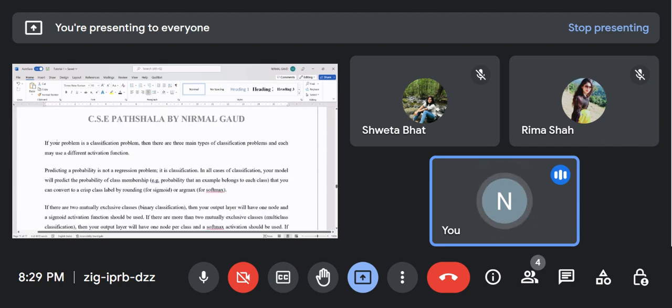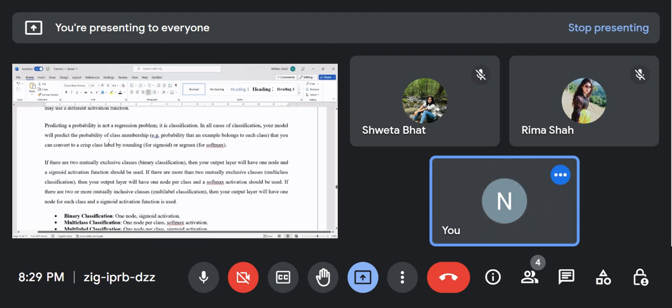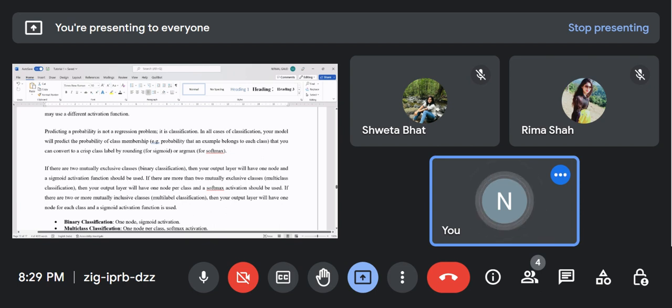Okay, if your problem is a classification problem, then there are three main types of classification problem. Predicting a probability is not a regression problem. If you are going to predict the probability of an occurrence of an event, that is not at all a regression problem. It is a classification problem, because we are expecting that this will occur or that will occur. So it is a classification problem basically. In all classification, your model will predict the probability of a class member.